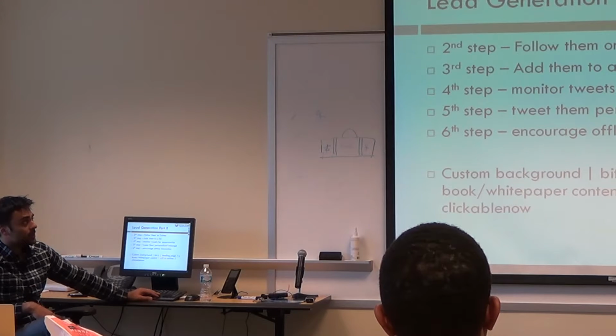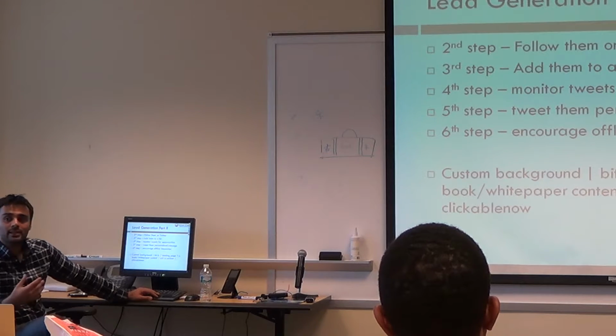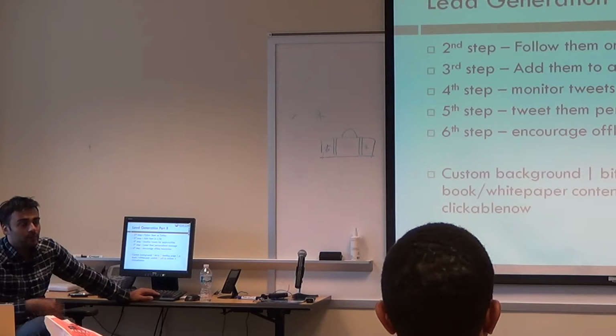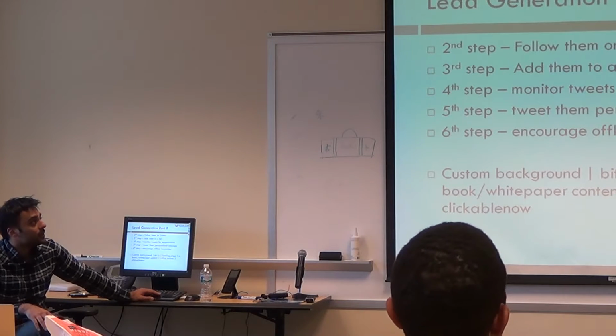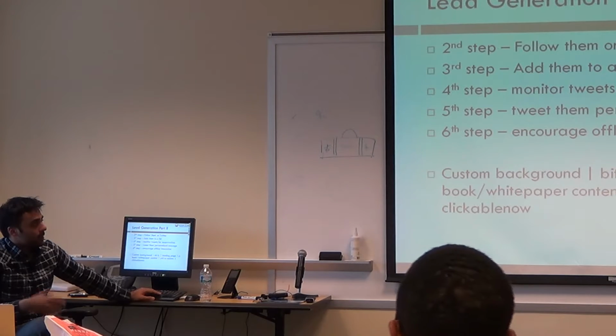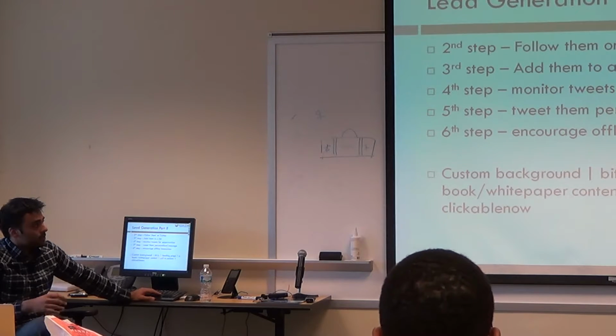You want to follow people on Twitter, you can add them to a list. So let's say there's 3 major publications in your industry. Create a list for them. When you see something interesting, you can add your nugget and retweet it, or you can reply, or you can start a conversation to it. So those are kind of my basic steps. Monitor tweets for opportunities to engage, tweet someone a personalized message, and then of course I always encourage offline interaction.